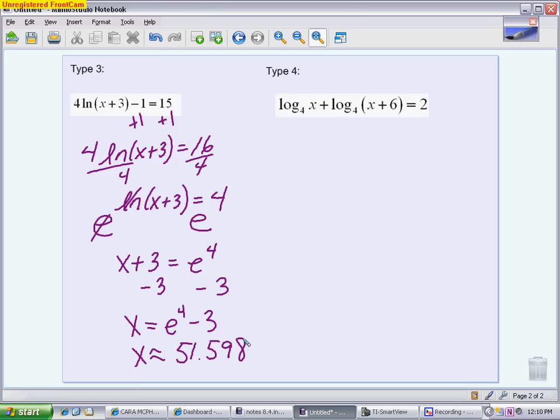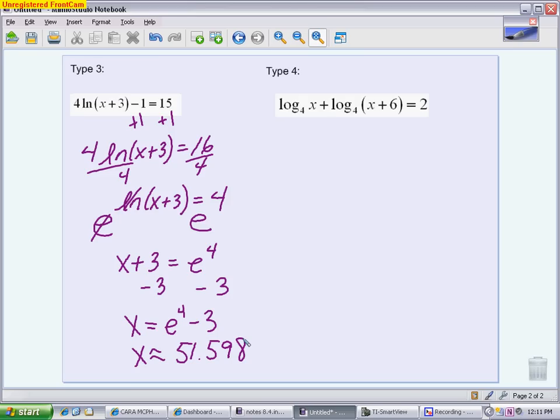The last type that we did in class is when you have multiple logs. And when you have multiple logs, you have to use your properties to condense it. Get it to a single log so that you can treat it like you just did in type 3. You want to get it to be one log. So if you have 2 or 3 logs, it needs to be condensed as much as possible. Most often it is what you're going to see up here where you have to multiply, use that product property. But you could also be using the quotient property. You could also use the power property. You're basically putting it back together to a single log.